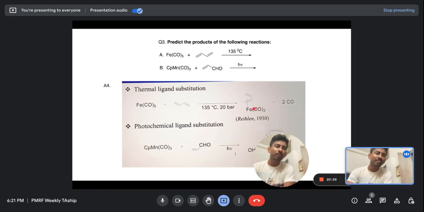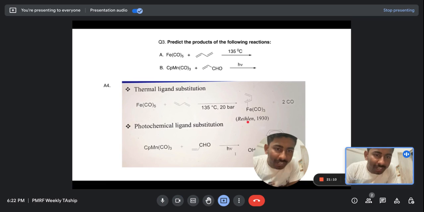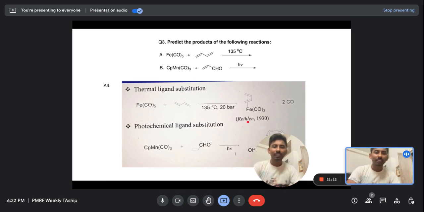So it is left with this Fe(CO)3 moiety, which is bound to this 4 electron eta-4 donor, that is 1,3-butadiene. This compound was first prepared by Reihlen in 1930, the early 1930s.